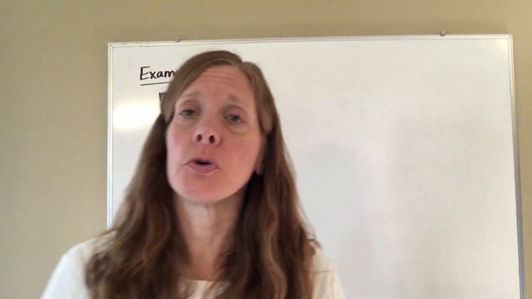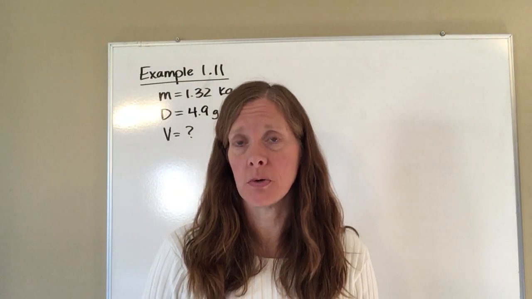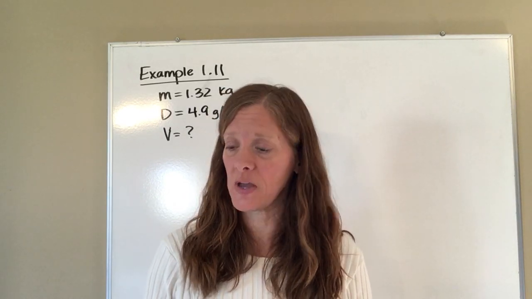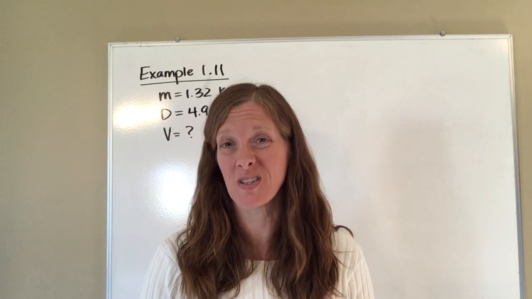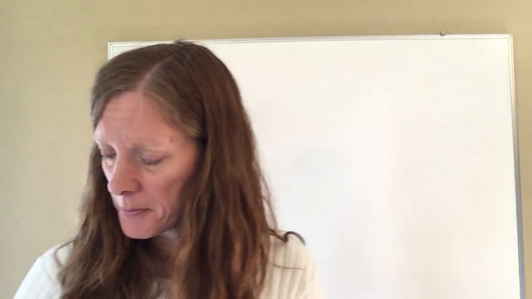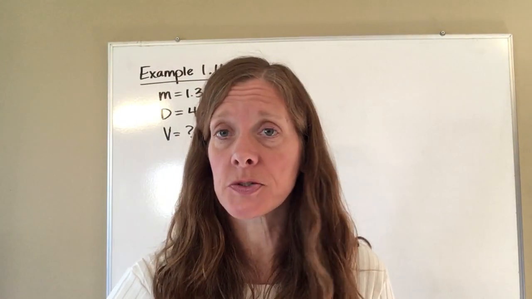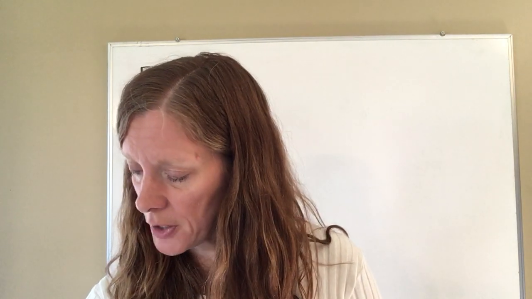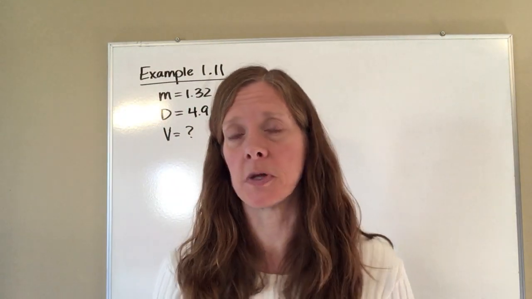I want to go through example 11.1 with you and show you another couple of ways to do this problem, in case you found that the way Dr. Weil worked it was a little bit confusing. The problem says the mass of a sample of iron pyrite is 1.32 kilograms. What is its volume? The density of iron pyrite is 4.9 grams per milliliter.